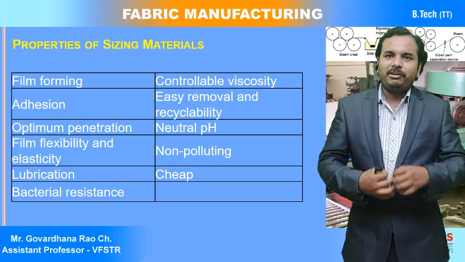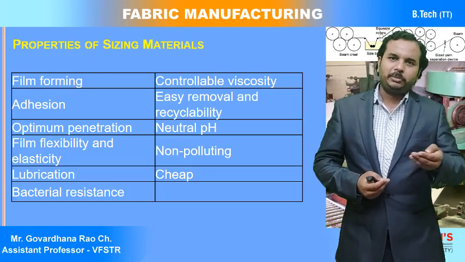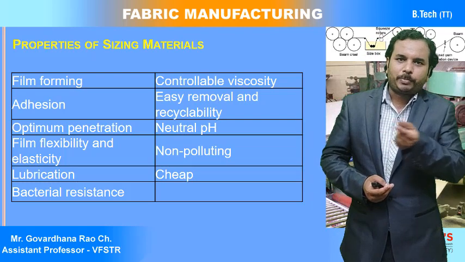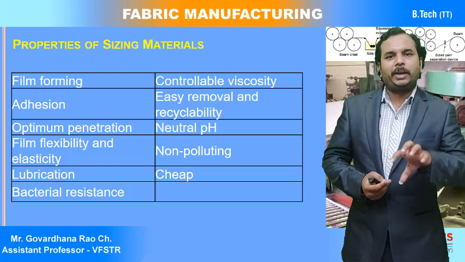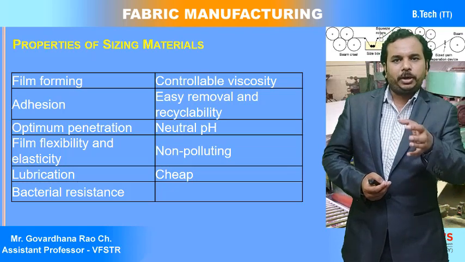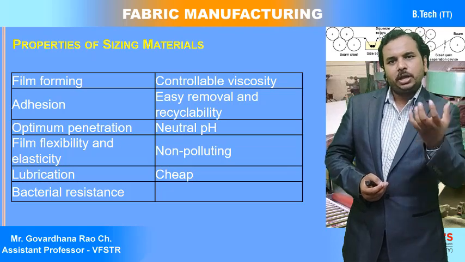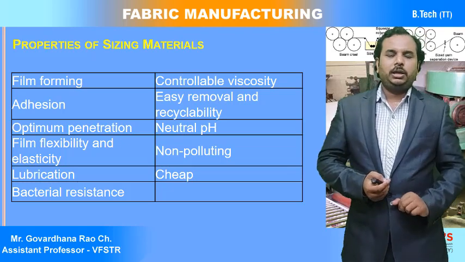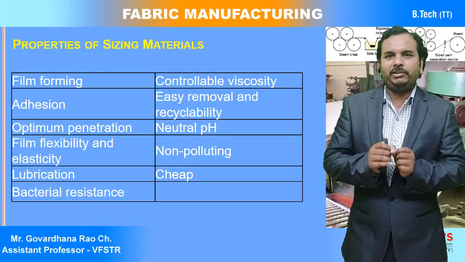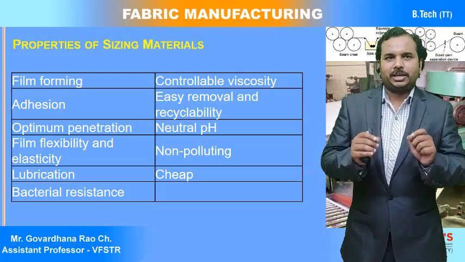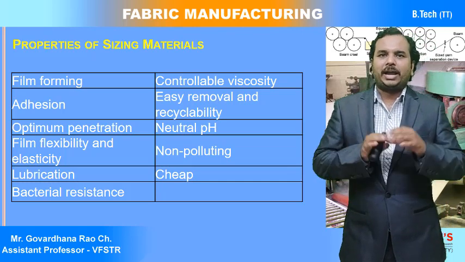Nothing but in the weaving area, the size droppings are going to be there. Size dropping nothing but the size film, whatever is applied on the yarn surface, is going to be dropped down because of the metal to yarn abrasion. Due to the metal to yarn abrasion, this film is going to be damaged and dropped down on the weaving elements. So that is why the film should have flexibility and elasticity, and it should be a lubricant, very smooth, and bacterial resistant.